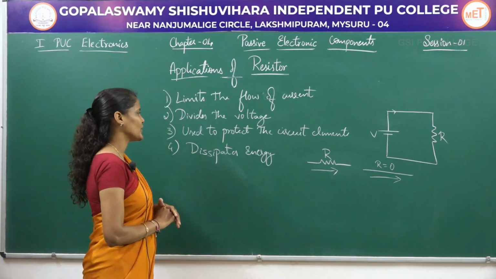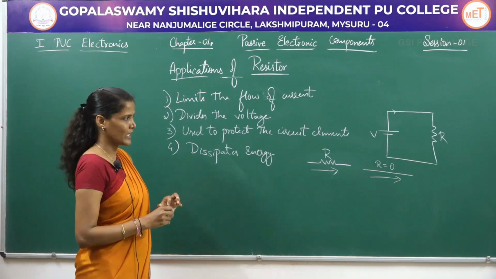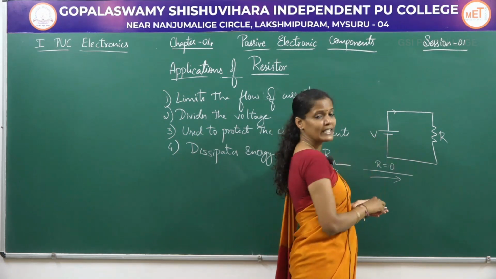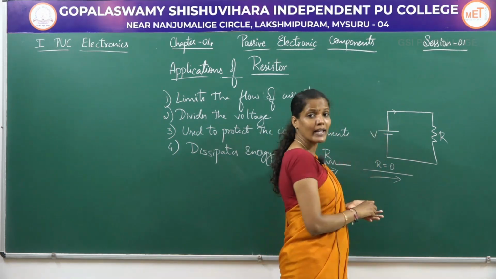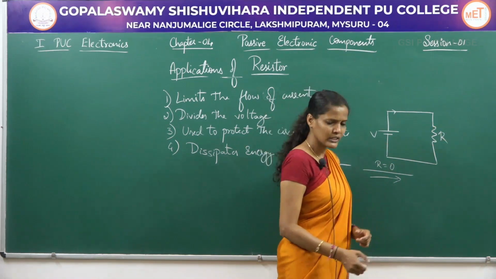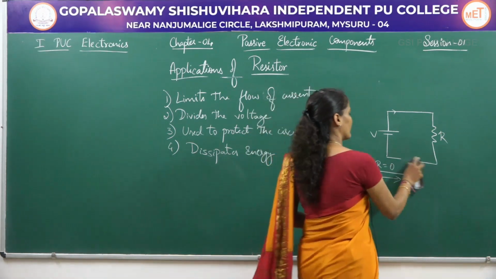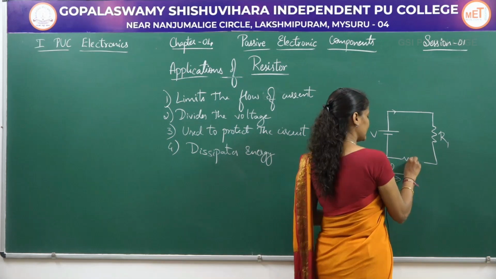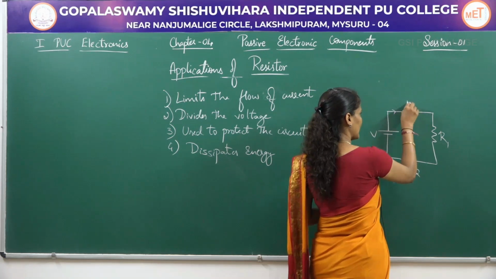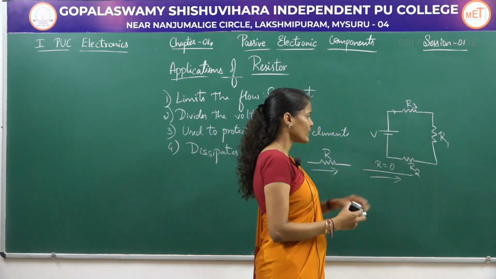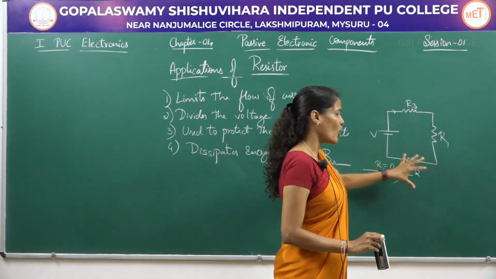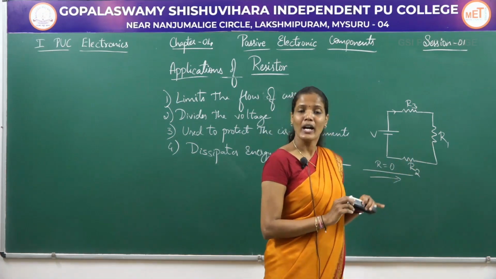Coming to this second application, it is used to divide the voltage. As I have already explained you, the voltage source whatever I am connected across the resistor and the voltage what I am going to apply with the help of voltage source will be completely dropped across this resistor R. Suppose I am using another resistor. If I am going to consider this as R1 and here I am connecting another resistor R2 and again I am connecting another resistor R3. Then whatever the voltage I am applying with the help of this voltage source will be dropped across all these three resistors R1, R2 and R3.